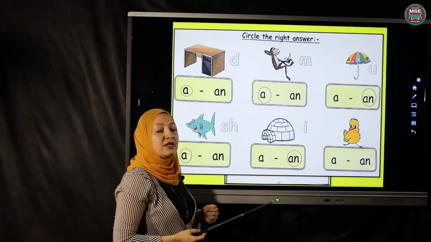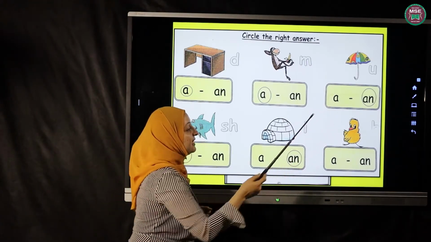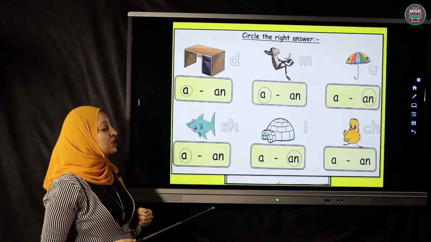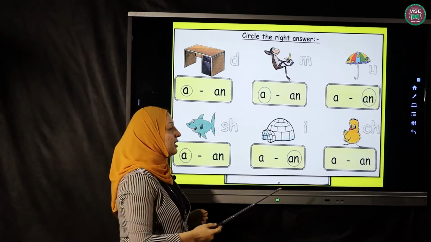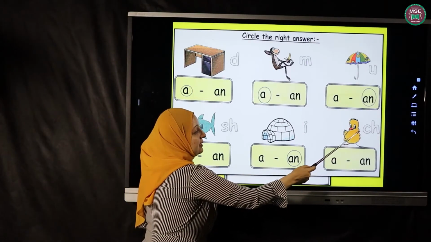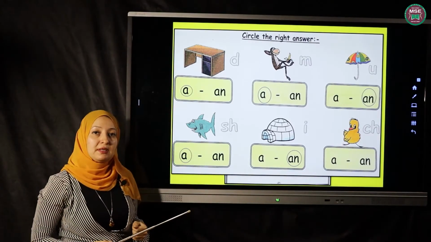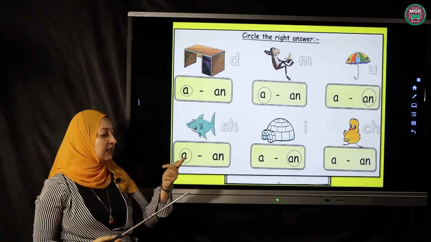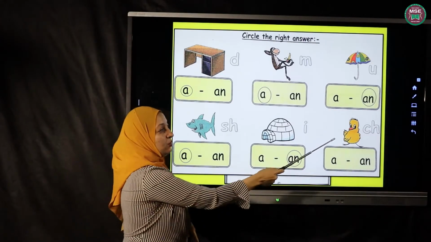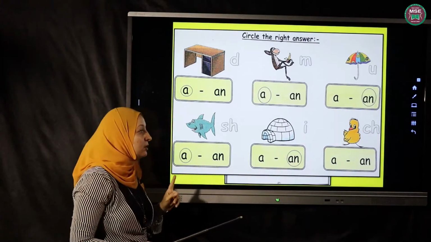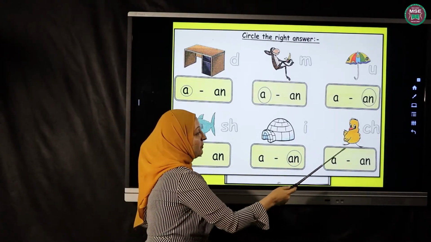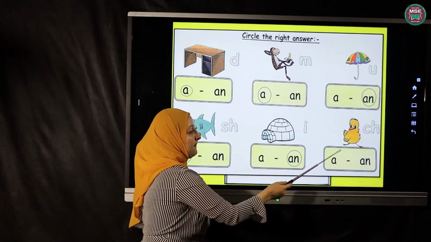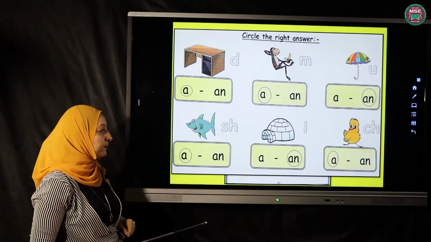Let's see here. Tell me. Chick. Chick starts with letter C. Is C one of the 5 vowels? Let's say them. A, E, I, O, U. So C is not one of the 5 vowels. It's not one of the kids of Mommy Ann. So it's one of the kids of Mr. A.